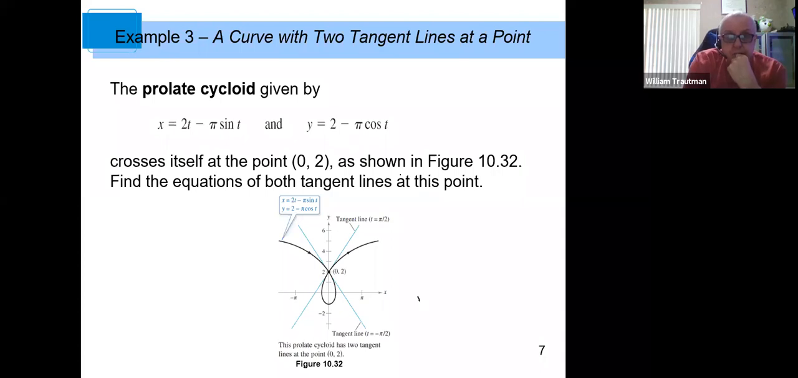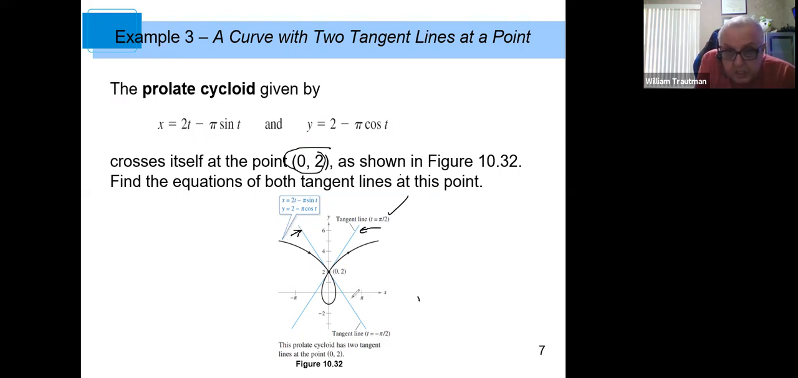So let's take a look at this. Prolate cycloid. I like the picture. Kind of cool. It says it crosses itself at point 0, 2. Find equations for both tangent lines at that point. So if you look, we need to find the equation for this tangent line where t equals pi over 2. And we need to find the equation for this tangent line where t equals negative pi over 2. Right? This is a negative slope. This is a positive slope. In other words, pi over 2 and negative pi over 2 are the values of t for those lines.